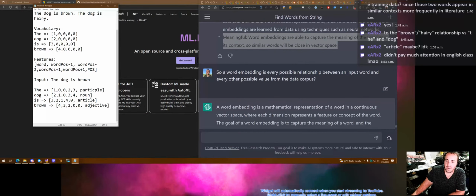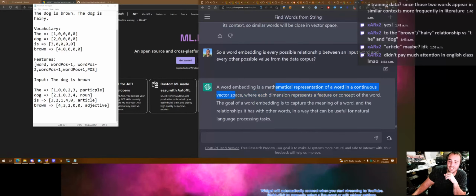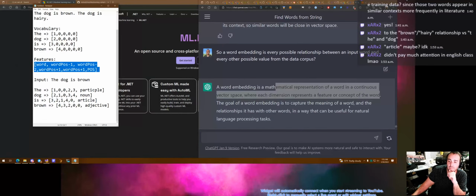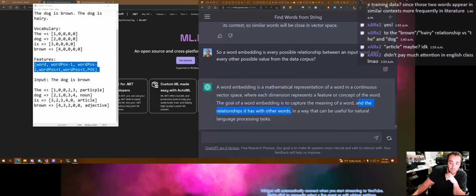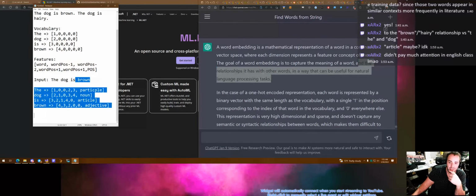So word embedding is every possible relationship between an input word and every other possible value from the data corpus. It's how this one thing relates to everything else in its known universe. It's a mathematical representation of a word in continuous vector space where each dimension represents a feature or concept of the word, which is what we've done here, right? The goal of word embedding is to capture the meaning of a word and the relationships it has with other words in a way that can be useful for natural language processing tasks. So this was my takeaway of this whole thing.